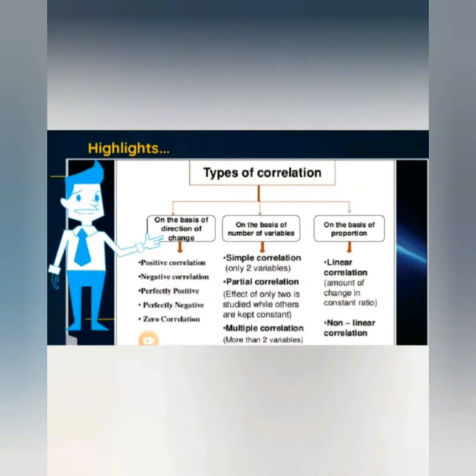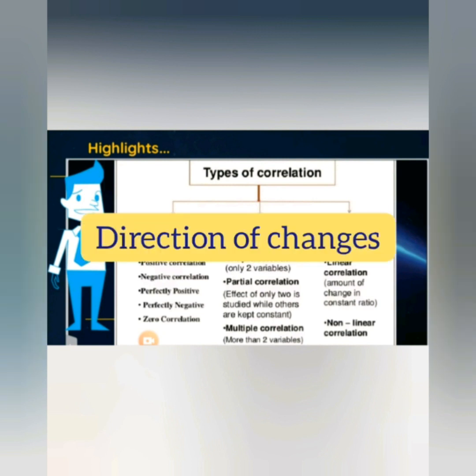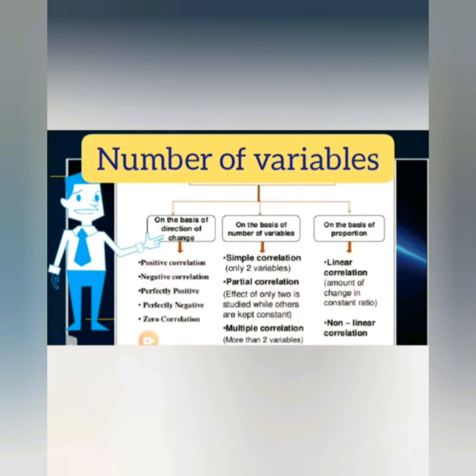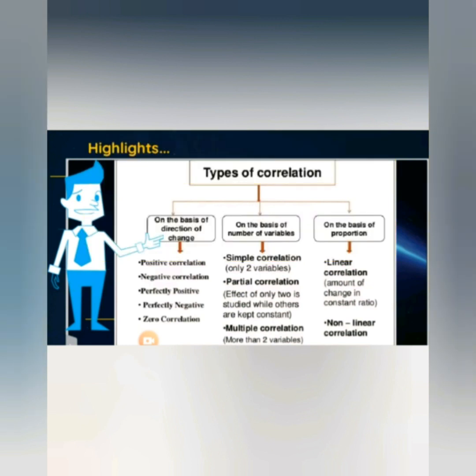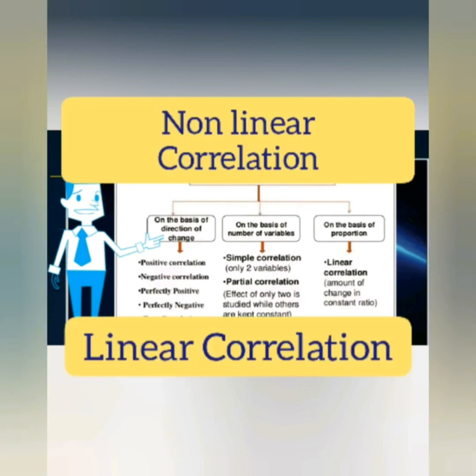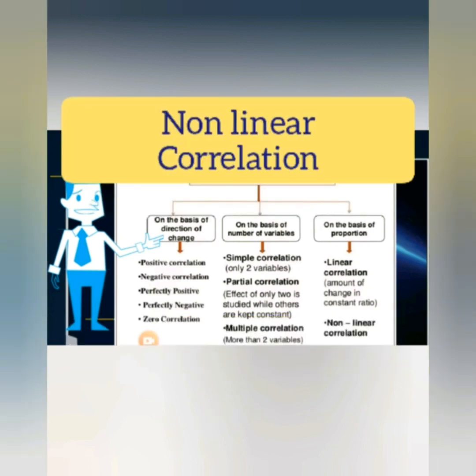Okay, now we are working on types of correlation. In our last two classes, we discussed correlation on the basis of direction of changes and correlation on the basis of number of variables. Today in this lecture, we are going to discuss correlation on the basis of proportion. On the basis of proportion, correlation is classified into linear correlation and non-linear correlation. So let's move to our class.